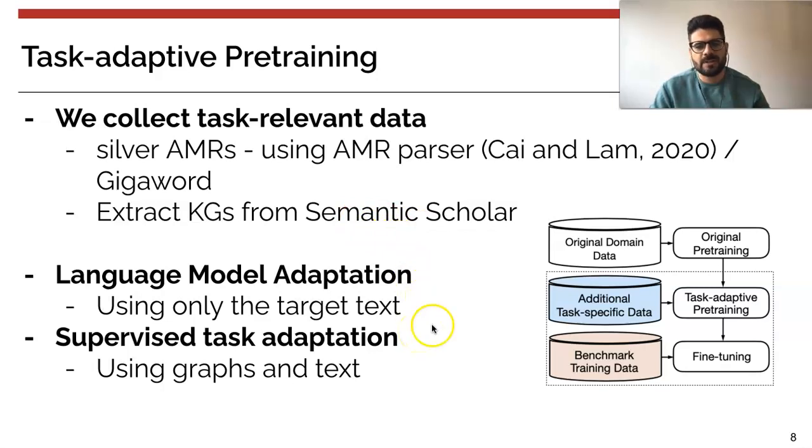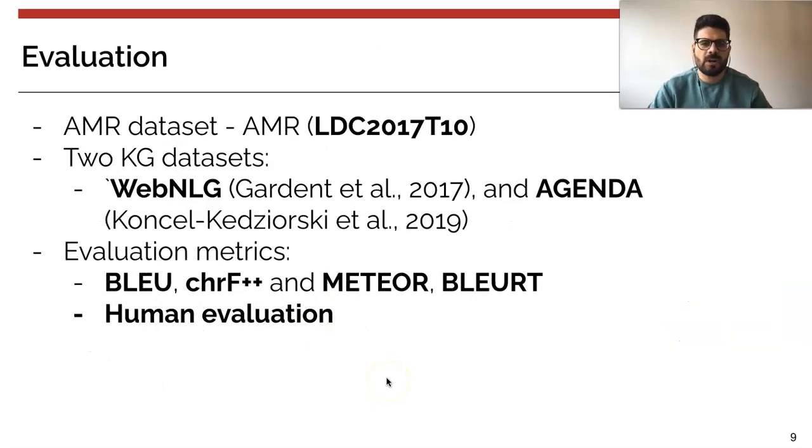We explore two ways to adapt the model in the task adaptive pre-training. One is language model adaptation, where we use only the target text, using BART and T5 objectives. And we also explore supervised task adaptation, where you use both graphs and text to adapt the model. We evaluate our work on three data sets: the AMR corpus, the WebNLG dataset, and the AGENDA dataset. We evaluate the models using different automatic metrics and also human evaluation.